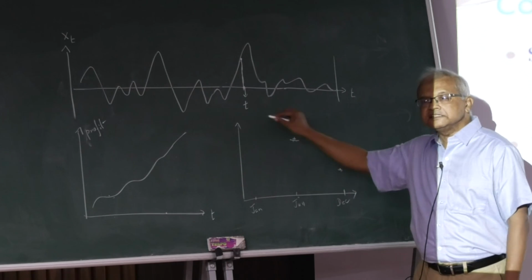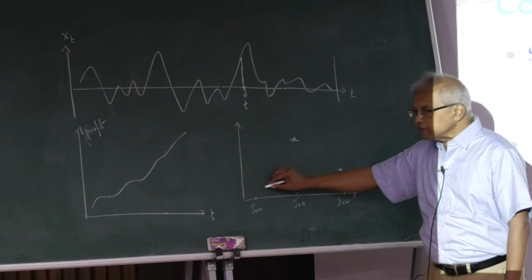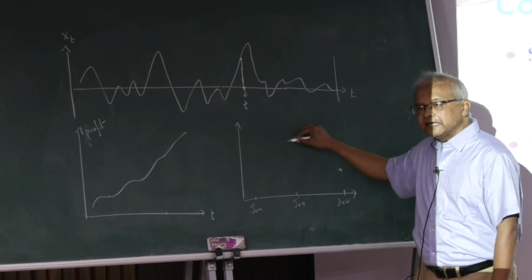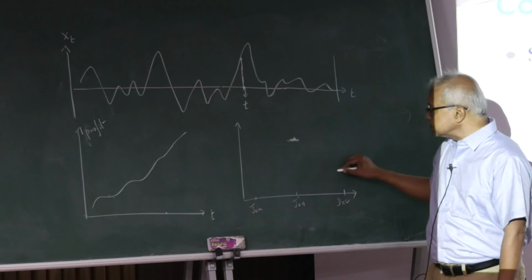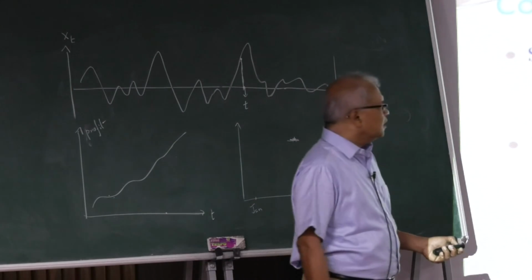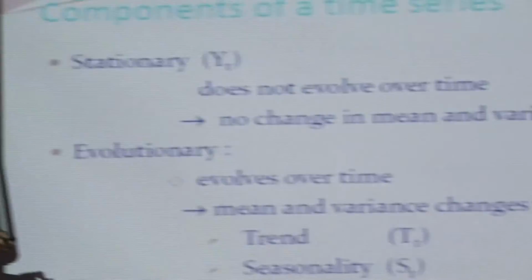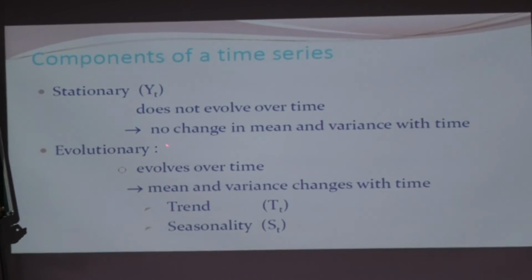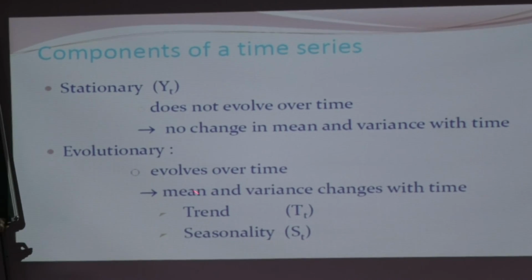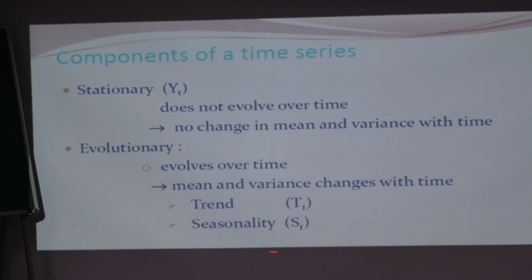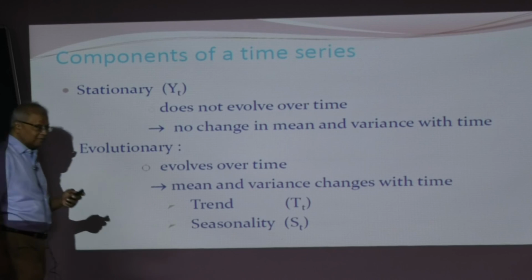So if we have a seasonal pattern here, and obviously weather has a seasonal pattern, then there are going to be differences in the mean levels. So we cannot assume that the mean does not change with time. About variance, as I said, I'll come back to it later. So if you have an evolutionary component, it's primarily because you have a trend or a seasonality in the model.